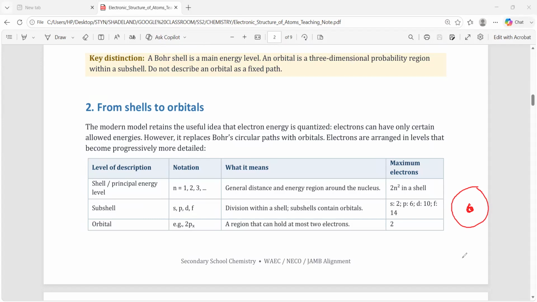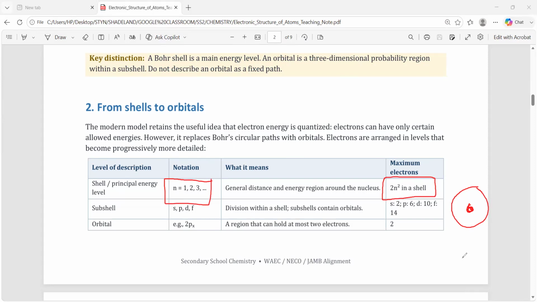All right. Now, the maximum number of electrons a shell can carry. Please take note of this. Everybody write it down. I'll still send you this note too, but you should note this down. The maximum number of electrons a shell can carry is given as 2n squared, where n is the shell number. See where you pick your n from.